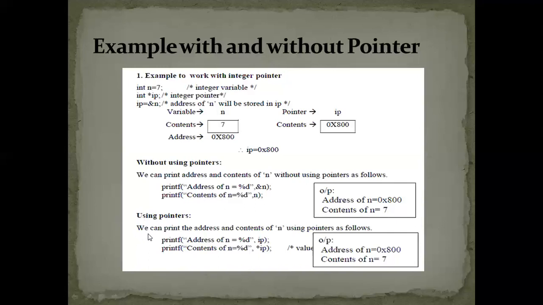We can print the address and content of n using the pointer as follows. So address of n, that is ip. What is the content of n? That is pointer ip, or integer pointer ip. Remember, ip contains the address of n, not ip, sorry. ip contains the address of n. What is the address of n? 0x800. What is its content? The integer pointer ip, which contains n is equal to 7.